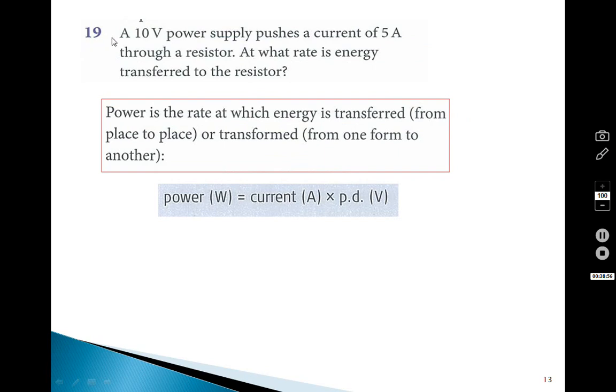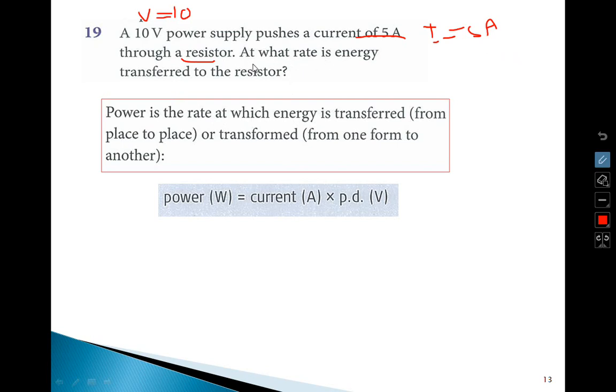Question 19. A 10 volt power supply pushes a current of 5 ampere through a resistor R. So we have V equal to 10 and current I equal to 5 ampere, through a resistor R.